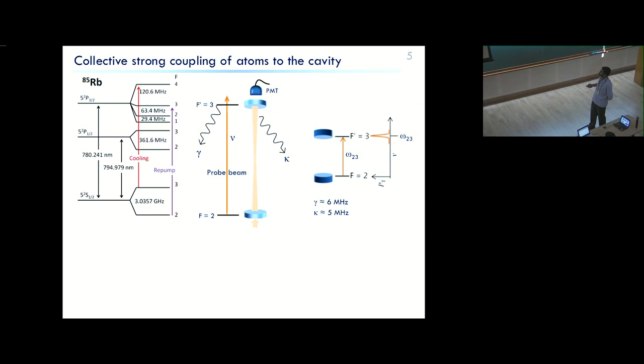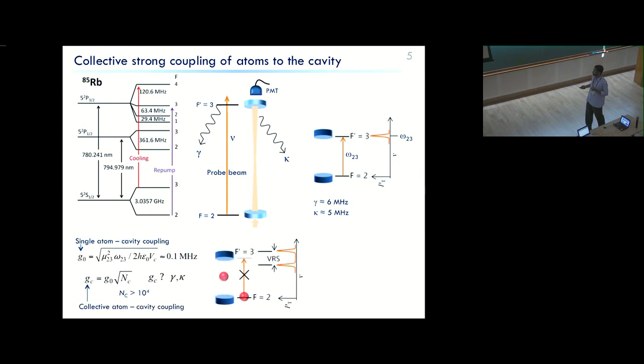And this gamma and kappa are basically the loss rates from the cavity and the atomic excited state. Now, if you put a single atom in this state, this atom is also essentially an oscillator, and it is tuned to the cavity, which is also another oscillator. So these two are coupled, and it turns out if you put a single atom, the coupling is rather small, 0.1 megahertz, which is much smaller than these decay rates, so it doesn't couple strongly.